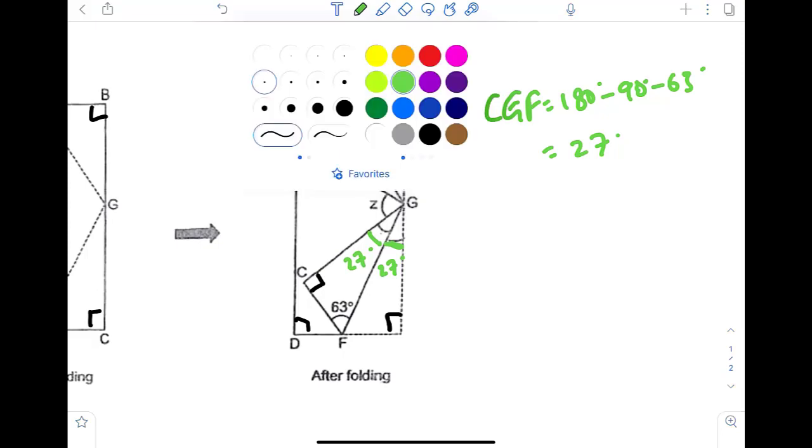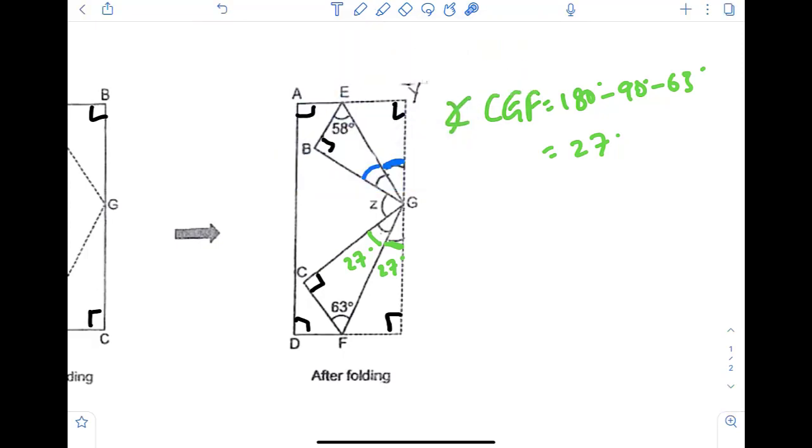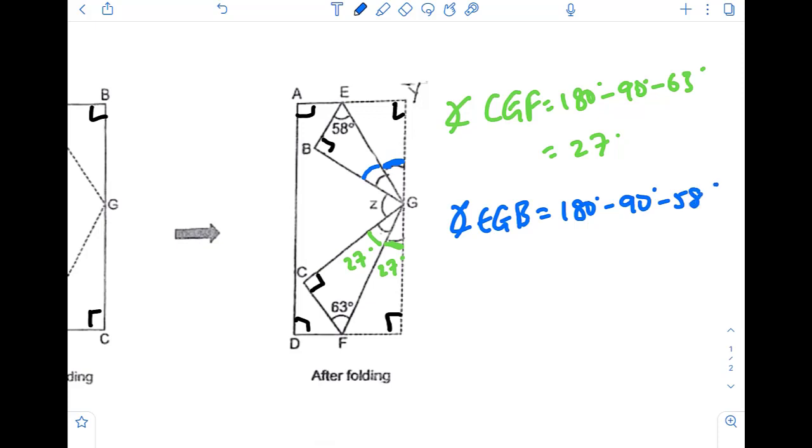Now, the blue one, the one that we can find is EGB. It's part of this triangle here. 180 minus 90 minus 58. 32 degrees. Okay, so over here 32, over here also 32, and thereafter we make use of angles on a straight line add up to 180 minus 32 minus 32 minus 27 minus 27. Then we can find angle Z already.